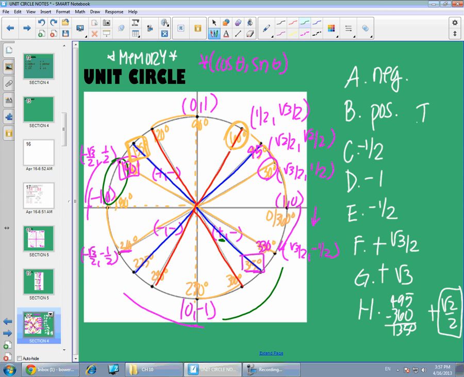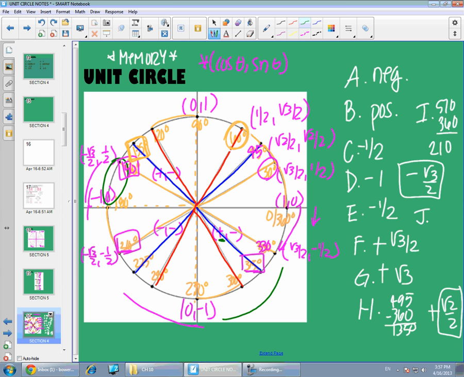Okay, then example I, cosine of 570. Again, you want to subtract 360, leaving you with 210 degrees. Okay, 210 is back down here. Okay, cosine in this quadrant is negative, and it is the same thing as a 30, so the cosine is the square root of 3 over 2.